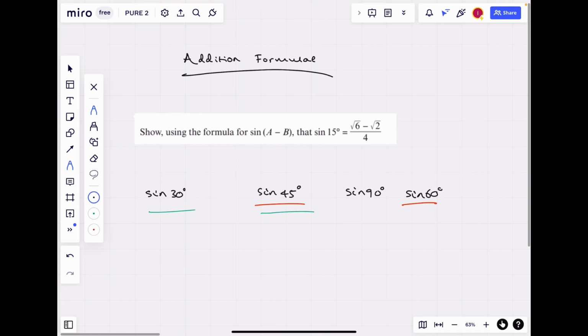So let's take the second option, 45 minus 30. Okay? And to this, you can apply the addition formula. So sine 45 cos 30 minus cos 45 sine 30.